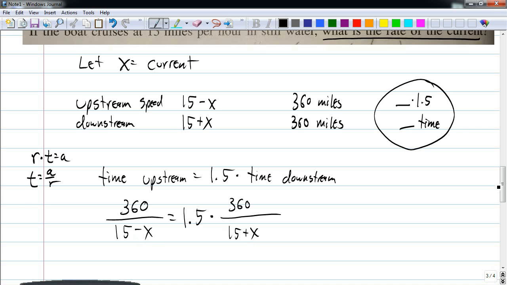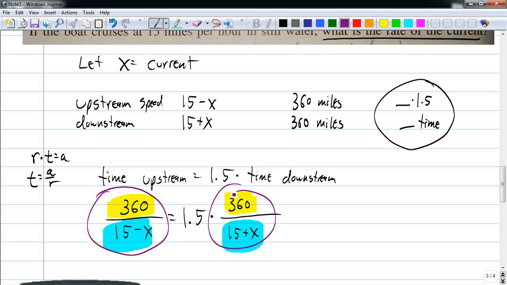And here's my equation. So let's highlight some pieces so that you see how they relate. This is my distance. This is my rate up and downstream, and this is my time up and downstream. And the fact that my time upstream is 1.5 times the time going downstream, that's how I set up this equation.